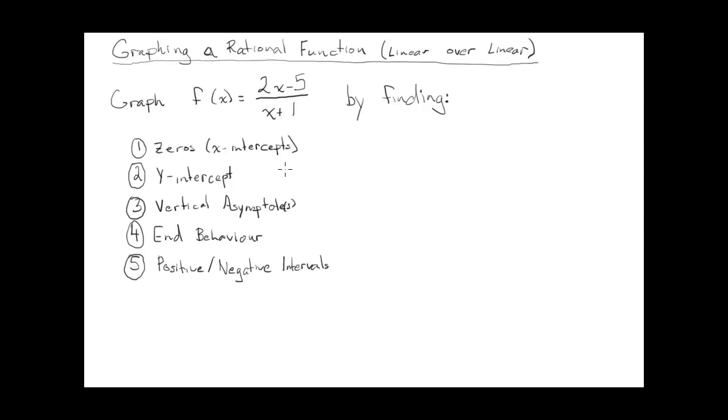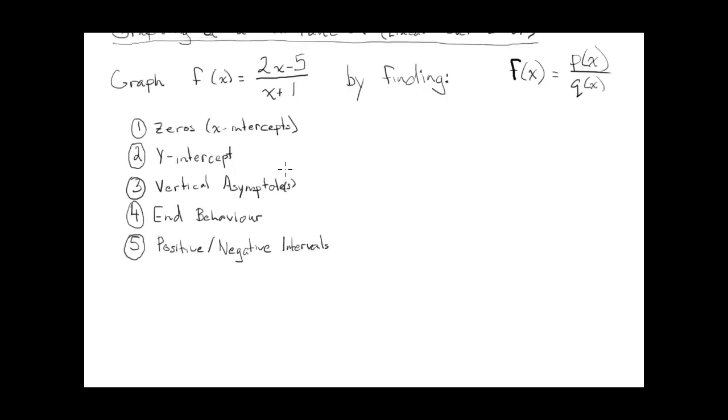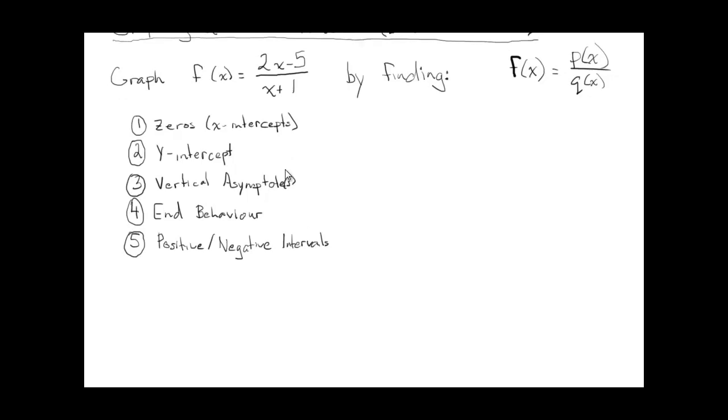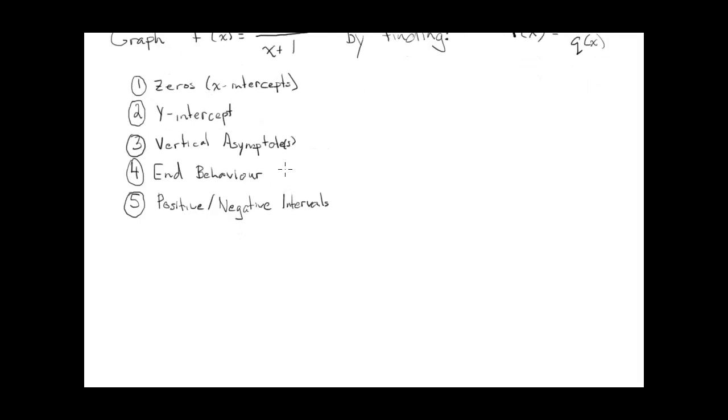If you notice, these things are basically the same things we did when we did a rational function with one exception, and that being the zeros. So anytime I'm doing a rational function, f of x, I'm going to refer to the numerator as p of x and the denominator as q of x. So in this case, p of x is 2x minus 5, and q of x would be x plus 1. So the first thing I have to do is find the zeros or x-intercepts.